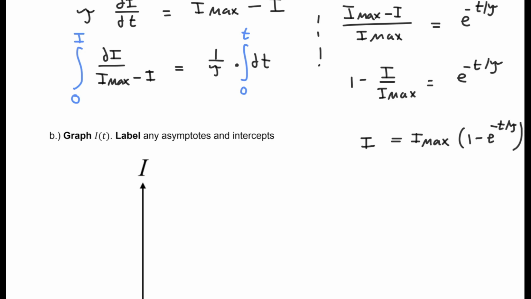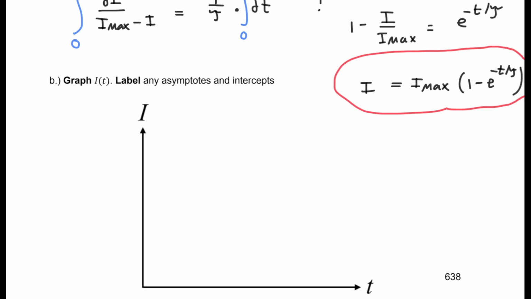And it's important that these aren't actually all the variables we started with, but it definitely helps writing it in this form. So just remember that some substitutions we made is that this I max was the battery EMF divided by the equivalent resistance, and the time constant was equal to L divided by R.